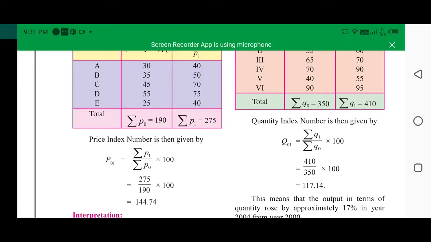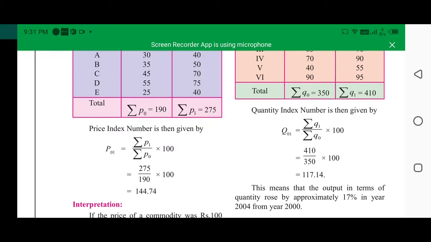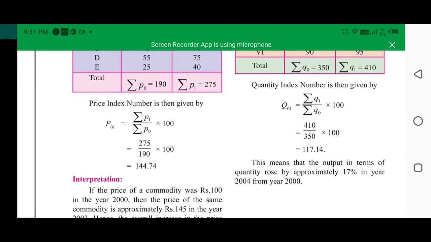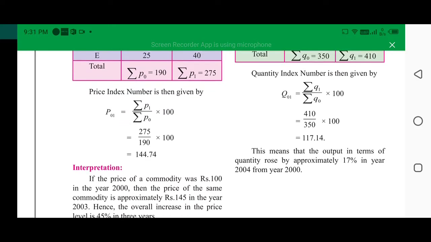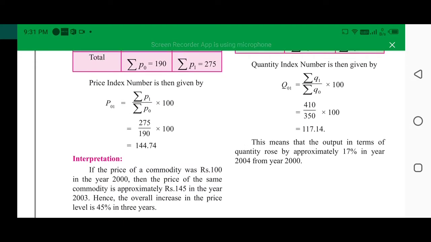sigma Q1 upon sigma Q naught into 100. So when you divide that, you will get 117. This means that the output in terms of quantity rose by approximately 17% in the year 2004 compared to 2000. Okay, that means the 17% is the increase.